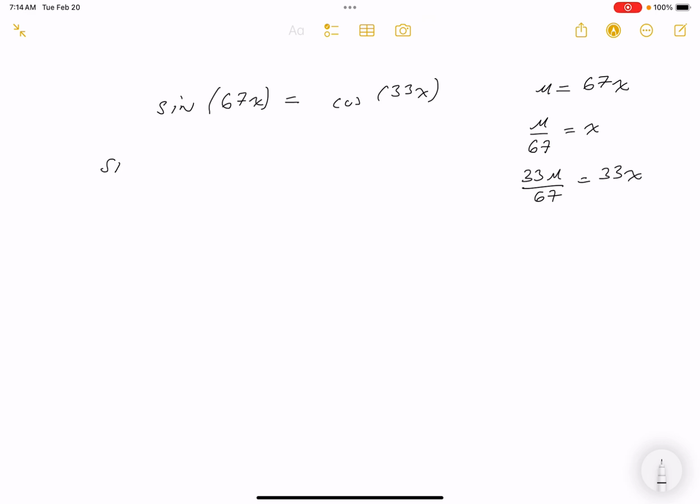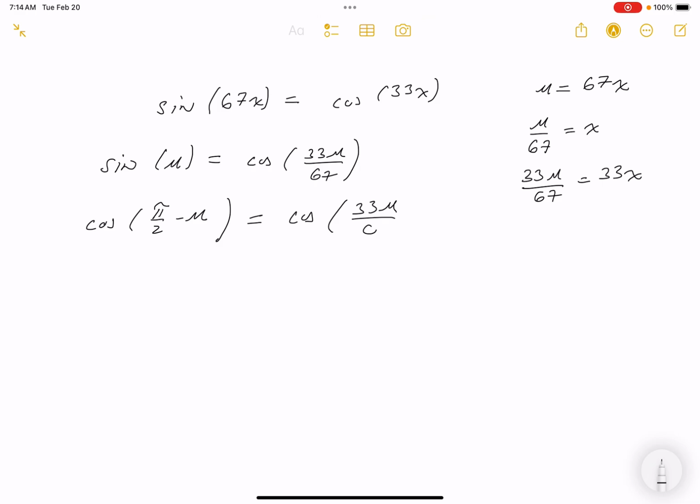So what do you get? Let's see, you get sine of u. That's easier for me right there. And it's going to be the cosine, let's see, 33x is going to be 33u over 67, right? There's one of two things I could do now. I could either write the cosine in terms of sines or sines in terms of cosines. What I'm going to do is rewrite the sine in terms of cosine. So it's going to be cosine, let's think about that, it's the cofunction identity. So it's going to be pi over 2 minus u equals the cosine of 33u over 67.